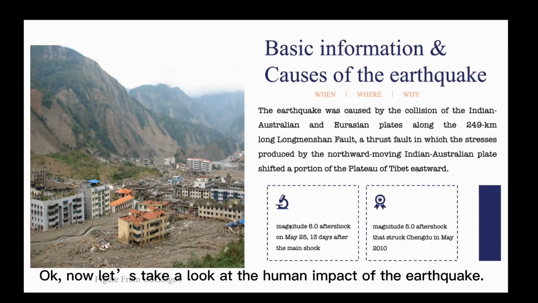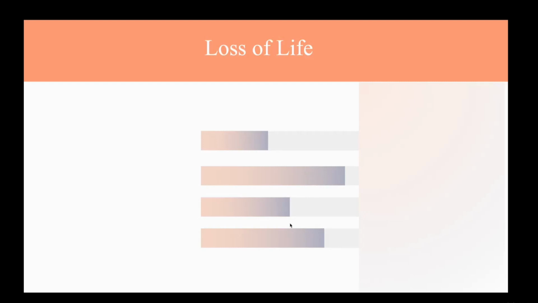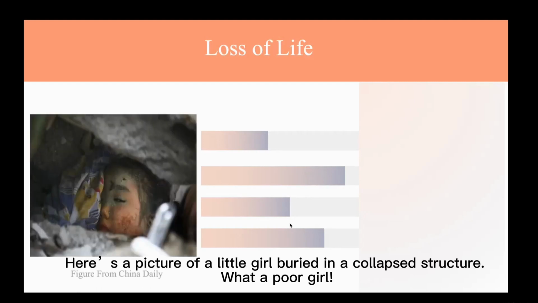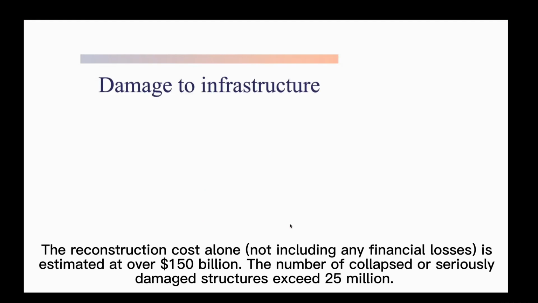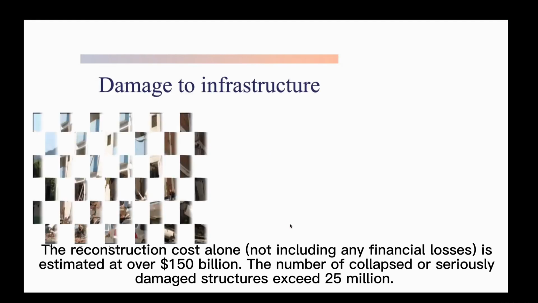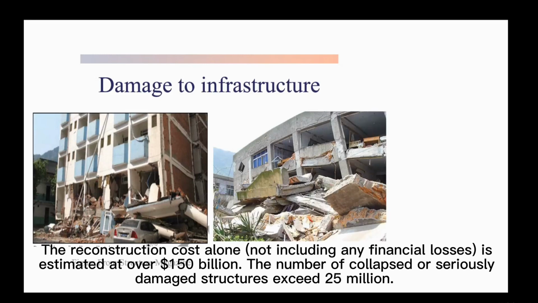Okay, now let's take a look at the human impact of the earthquake. Here's a picture of a little girl buried in a collapsed structure. What a poor girl. Close to 90,000 people were classified either as fatalities or as unaccounted for. Between 5 to 11 million people became homeless. 374,000 people were injured. More than 4 million people were displaced. The reconstruction cost alone, not including any financial losses, is estimated at over $150 billion.